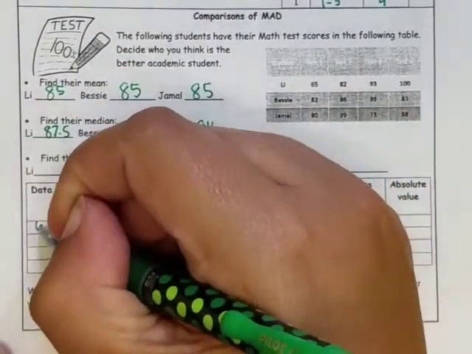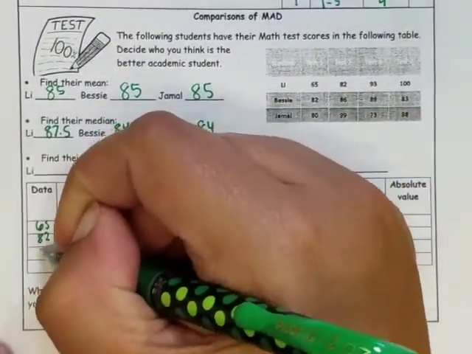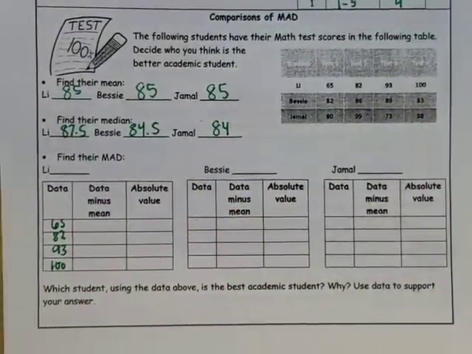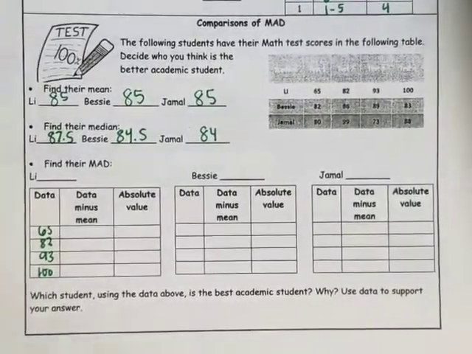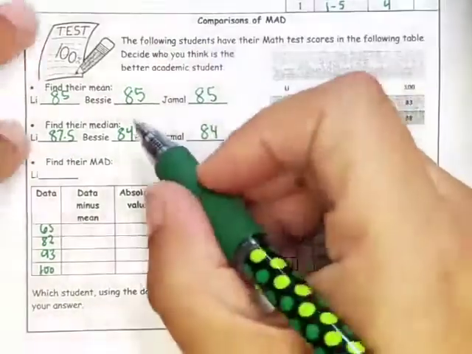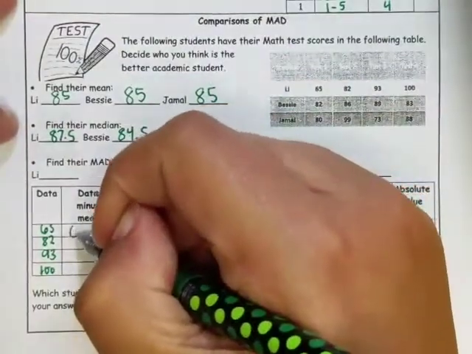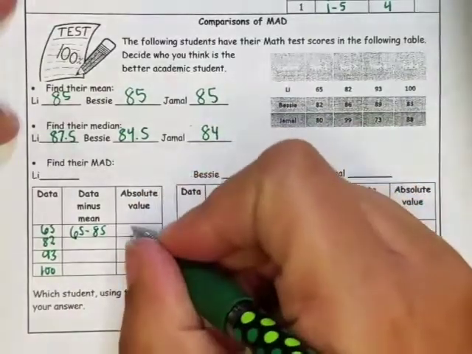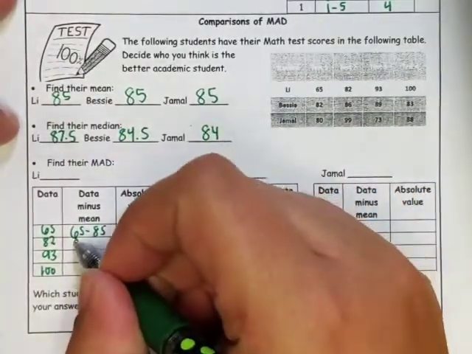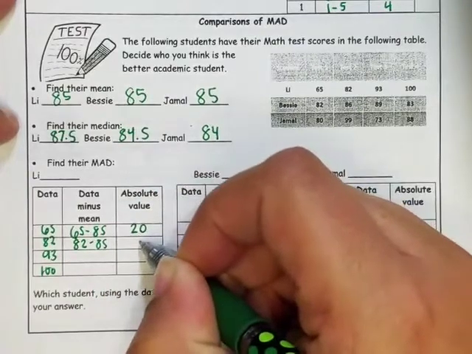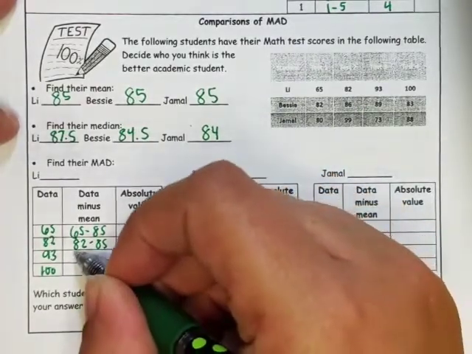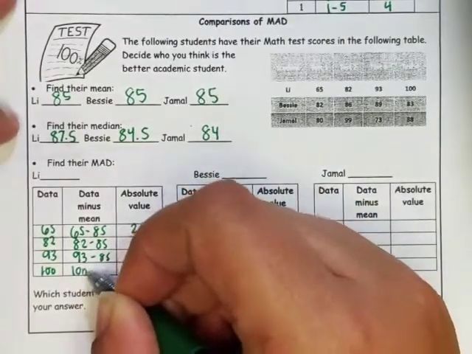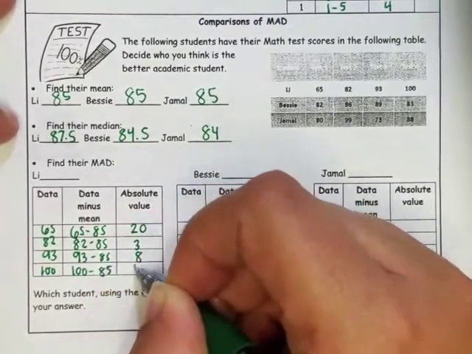So 65, 82, 93, and 100. So in order to find the data minus the mean, we're going to take the mean of Lee, which is 85. So 65 minus 85 gives me a difference of -20, and the absolute value of -20 is 20. And then 82 minus 85 gives me a difference of 3. And then 93 minus 85 gives me a difference of 8. And then 100 minus 85 gives me a difference of 15.